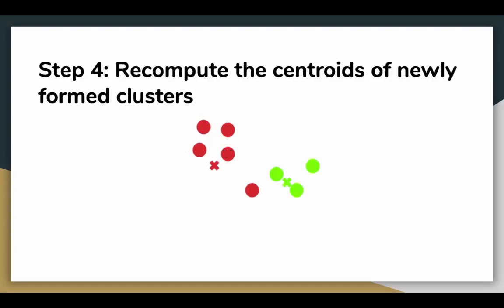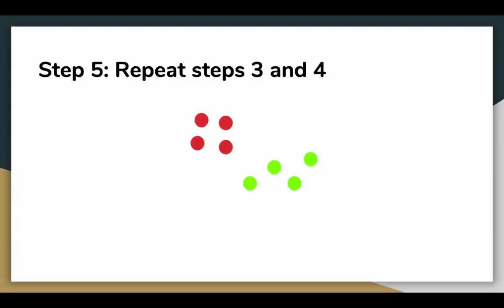Now, once we have assigned all of the points to either cluster, the next step is to compute the centroids of the newly formed clusters. Here, the red and green crosses are the new centroids. Now, we repeat steps 3 and 4.